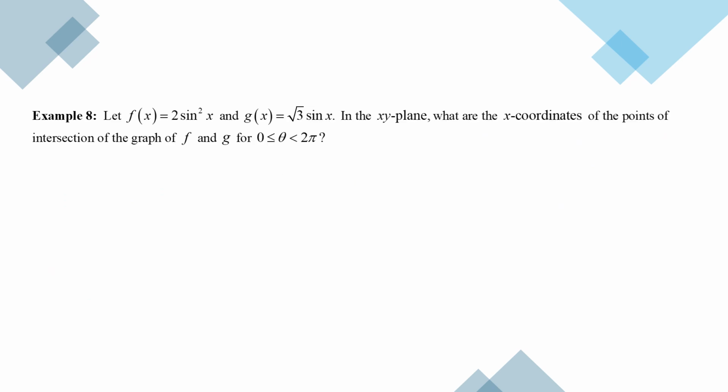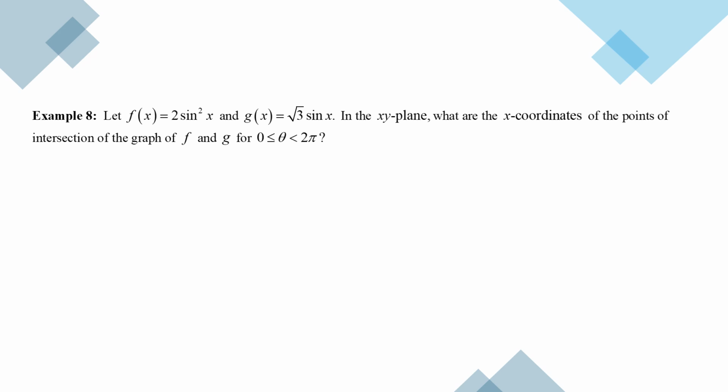All right, our last and final example on part 1. This took a little longer than I anticipated, but that's okay. We're learning. So here we have f of x equals 2 sine squared x, and g of x equals the square root of 3 sine x. In the xy plane, what are the x coordinates of the points of intersection?